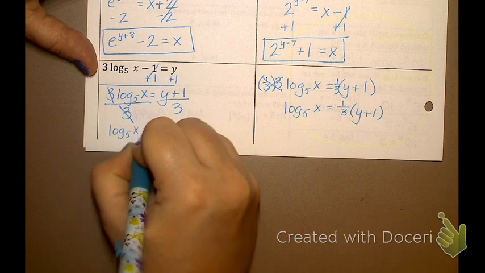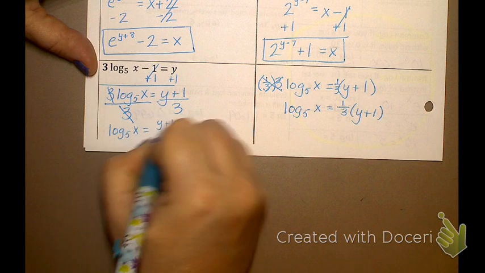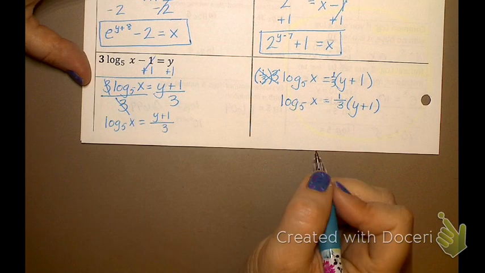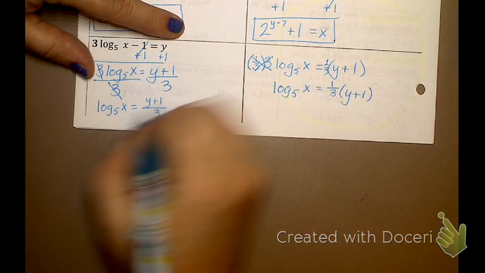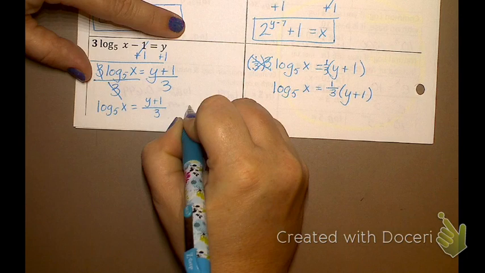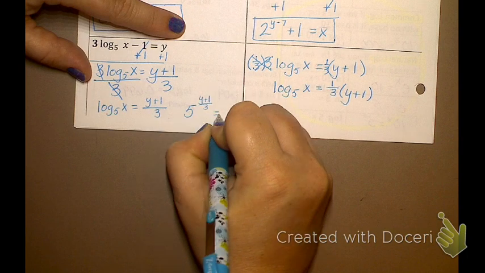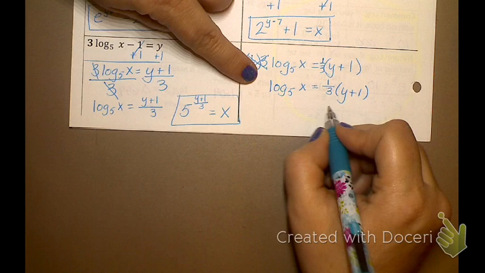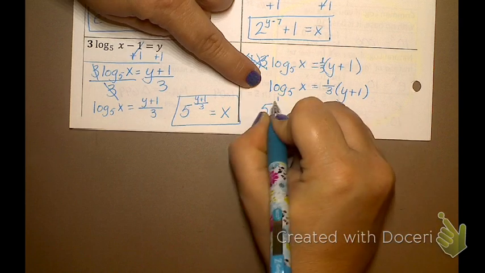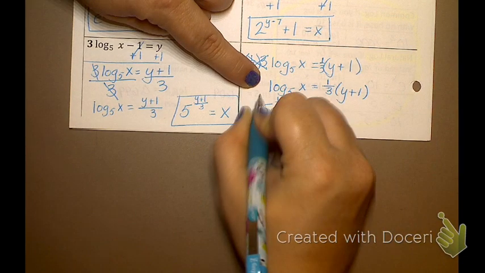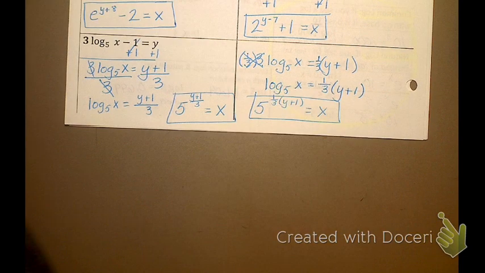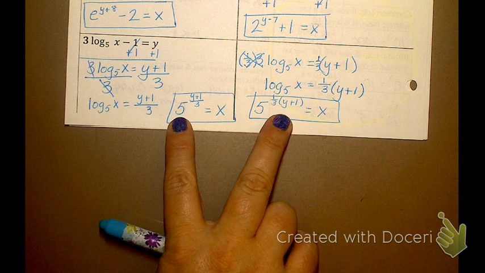All right, so what's my next step? Go to exponential form, because in both cases, the log's by itself, right? So over here, my base would be what? 5 to the what? 5 to the (y plus 1) over 3 equals x, and thankfully x is already by itself, so I'm done. Over here, this is what it would look like: 5 to the 1/3 (y plus 1) equals x, and again, x is by itself. Okay, so both of those answers are correct because they mean the same thing. They're equivalent. Okay, any questions?